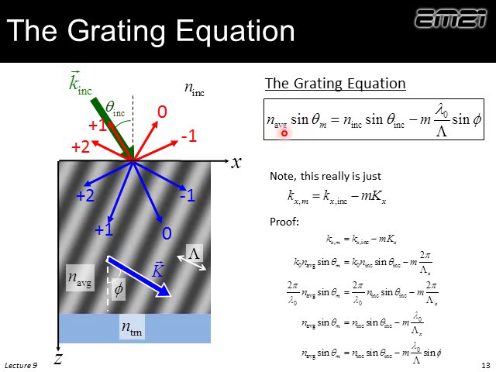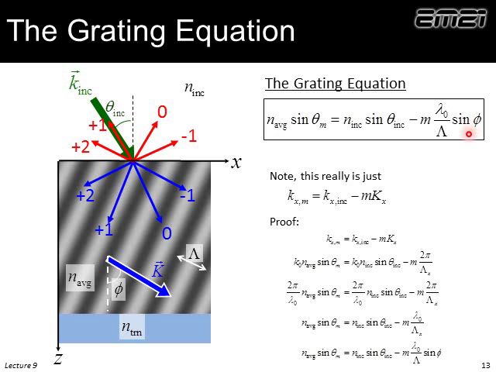The refractive index, wherever it is we're interested in looking at the diffracted modes, the angles of those diffracted modes: the refractive index where the applied wave is, the sine of the angle of the applied wave, minus an integer m, that's the order of diffraction. We have this free space wavelength divided by the period of the grating times the sine of the slant of the grating at angle phi.